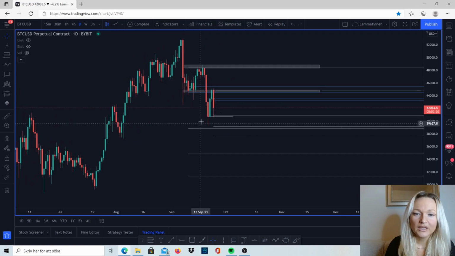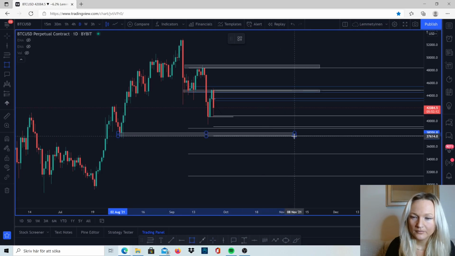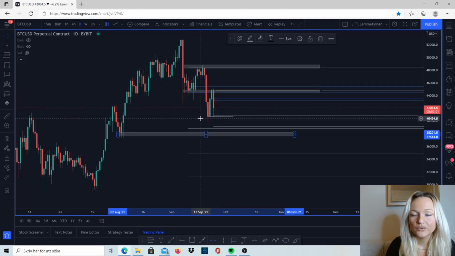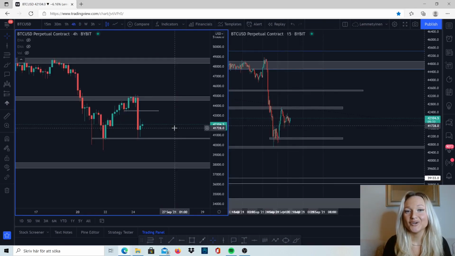And if the market will break this lower low that we do have, the next target will be for me around 38,000. So that's the area. If the market breaks this lower low, I could definitely see the market coming back down here. This is what I see on Bitcoin right now.